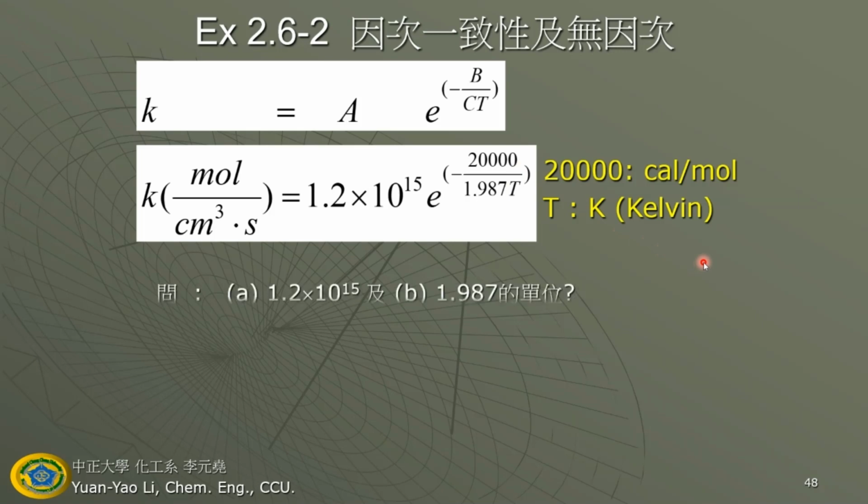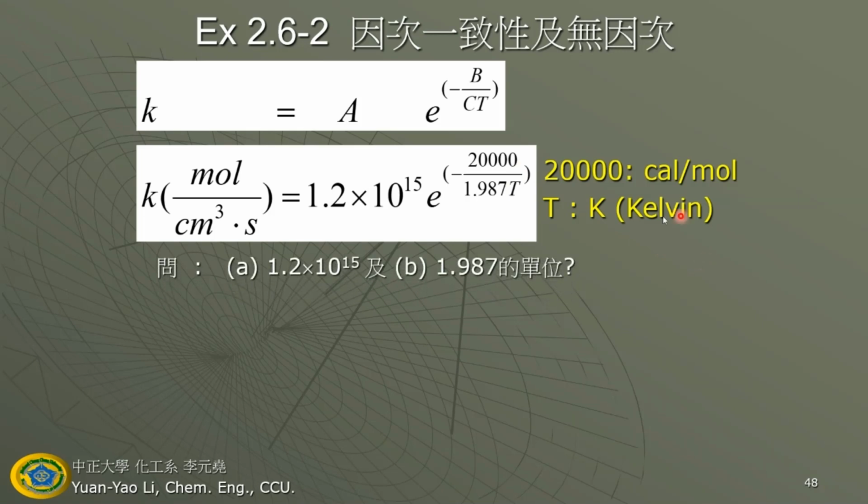So the question is, I want you to find out the dimension of 1.2 times 10 to the 15th, and also I want you to find out the unit or dimension of 1.987. Can you do this for me? In your midterm exam, probably I give you this equation, and you need to tell me two answers here.